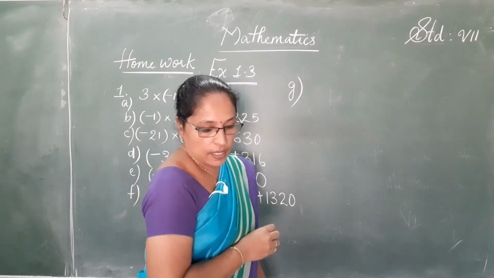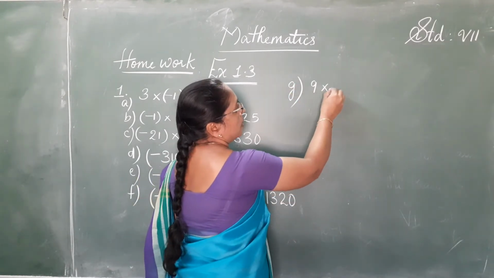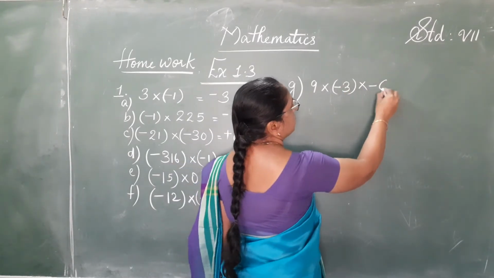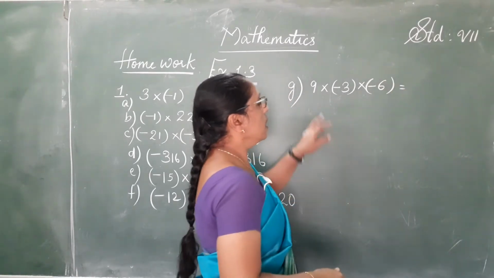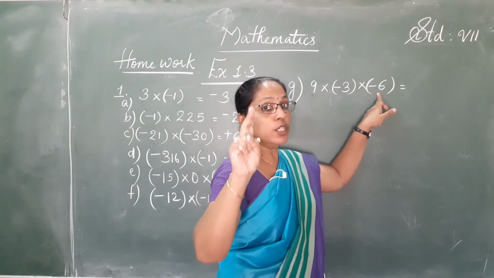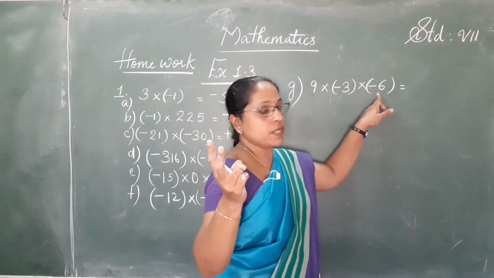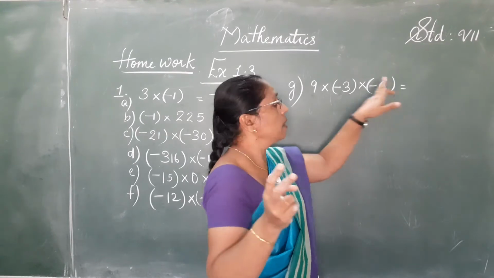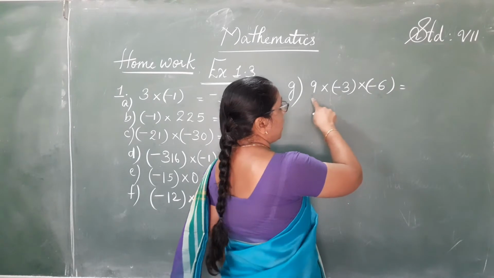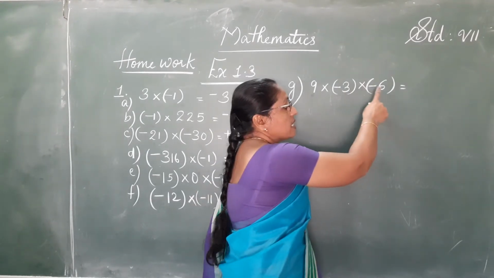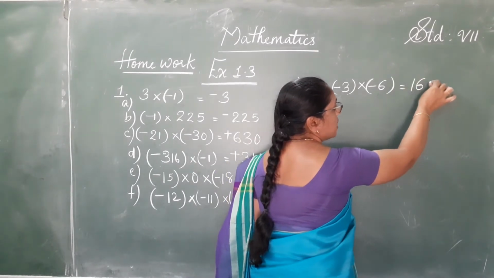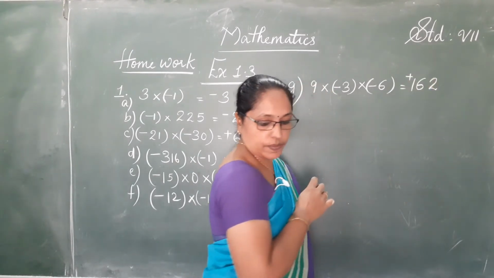Now comes question G. G part: 9 into -3 into -6. Here also we can see one positive and two negatives. Negatives occur 2 times, which means an even number of times, so the answer will be positive. When two integers have the same sign, the answer comes positive. So 9 into 3 is 27, and 27 multiplied by 6 is 162. It's positive.